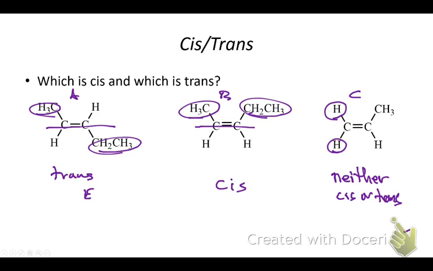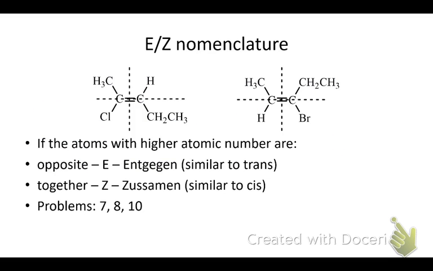The letter I want you to get in your head for cis is Z. Okay? And I'll show you why that is in a second, but they're related to each other. Okay, so we do this thing, it's called EZ nomenclature. So the E and the Z. And the E stands for entgegen, it's German, of course. It means opposite. And Z is for zusammen, which means together.